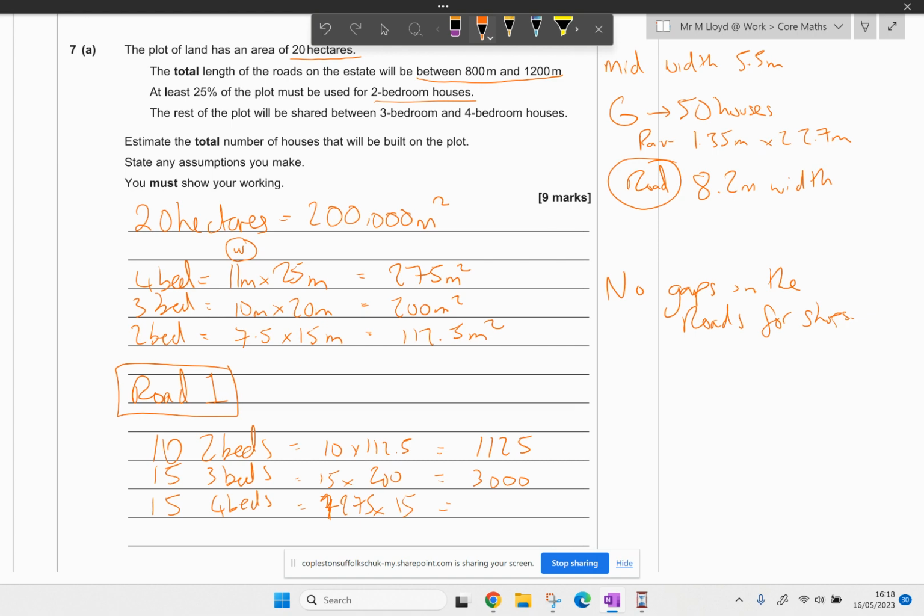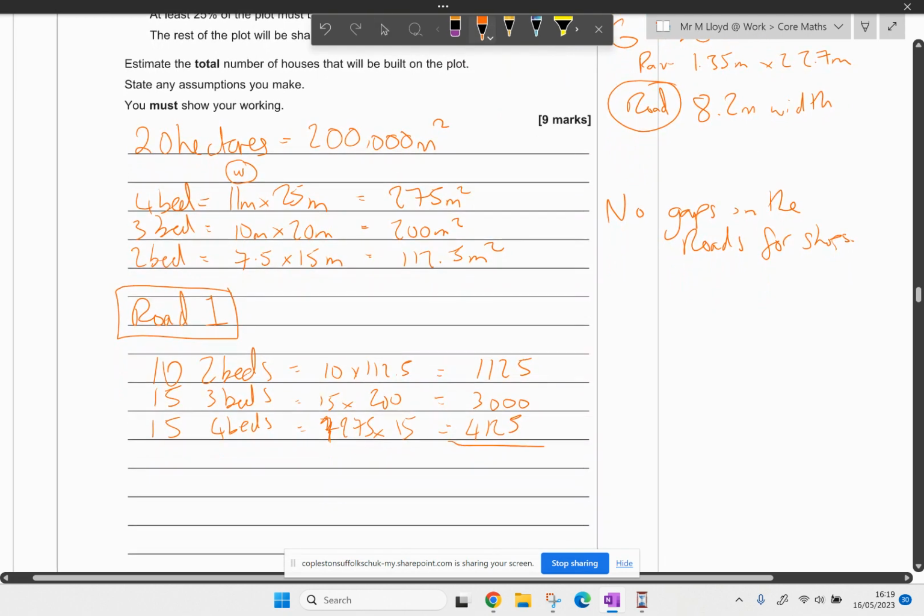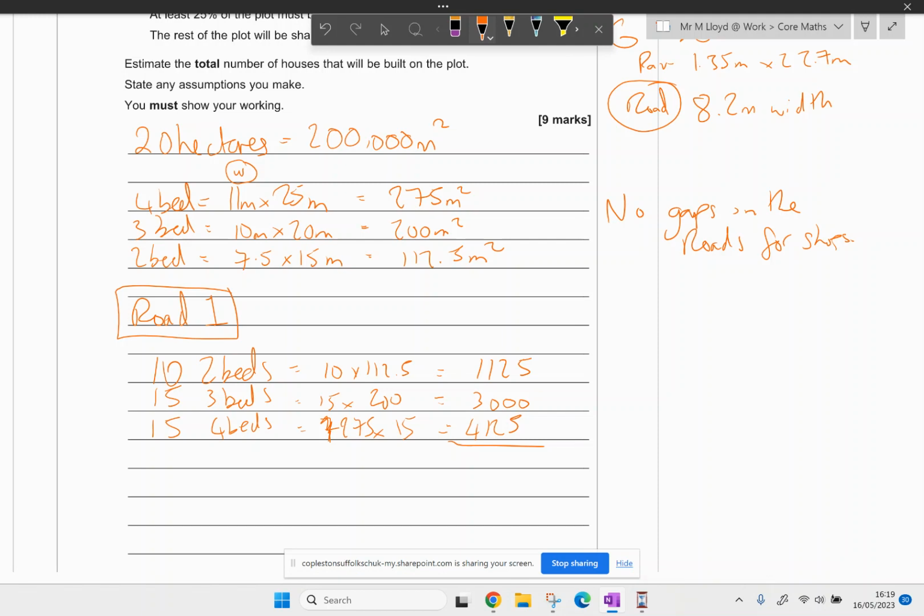275 times by 15. I've done them the wrong way around as well. 4125. Right, so add that together. 1125 plus 3000 plus 4125. That gives me 8250 for my meters squared. All right, that's my usage there.